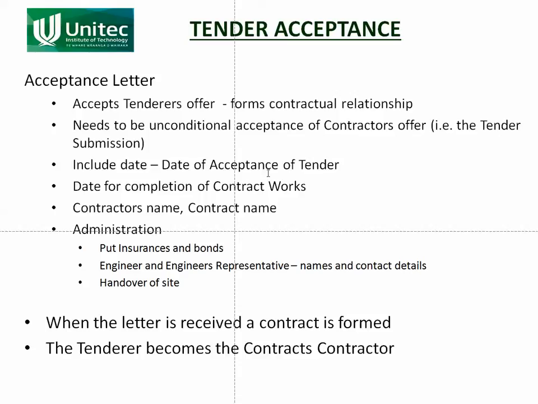You include the date, and then when the works is going to start, when the works is going to finish, the contractor's name, and then you do administration stuff like tell them to put their insurances in place, you tell them who the engineer and engineer's representative is going to be, and when the site's going to be handed over. So the thing to realize is that when this letter is received by the tenderer, he has now formed a contractual relationship, and that tenderer, the winning tenderer, becomes the contractor in that contract.